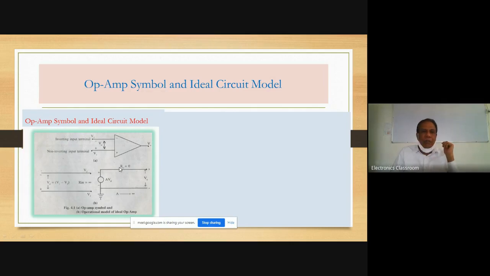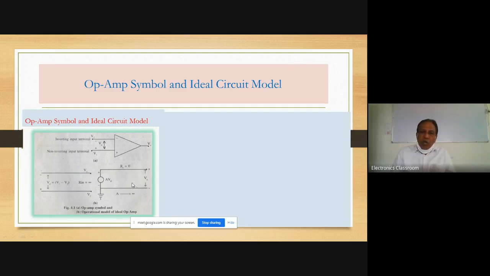But for the ideal operational amplifier, the output resistance R0 is 0. What is meant by output resistance? Output resistance R0 is the resistance measured between the output terminal and the ground. V0 is the output terminal, and we can measure the resistance between V0 and the ground with the help of a multimeter or measuring device. It is known as the output resistance, and for an ideal operational amplifier, the output resistance is R0 equal to 0. This is the equivalent circuit.